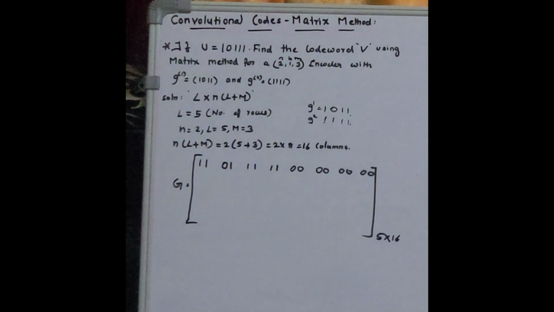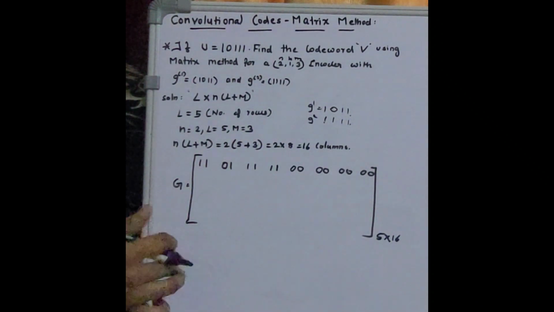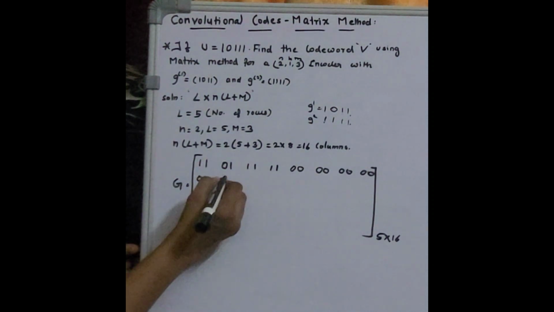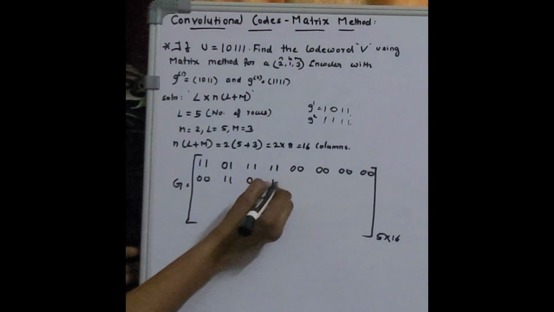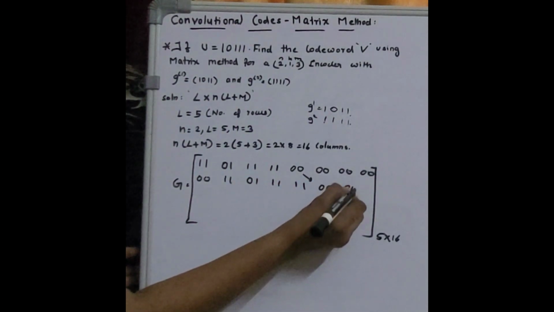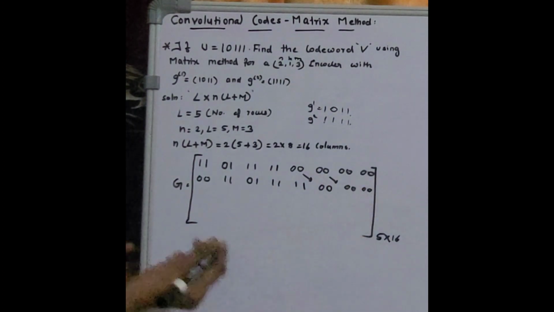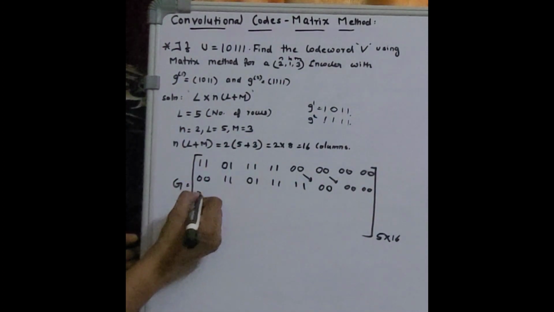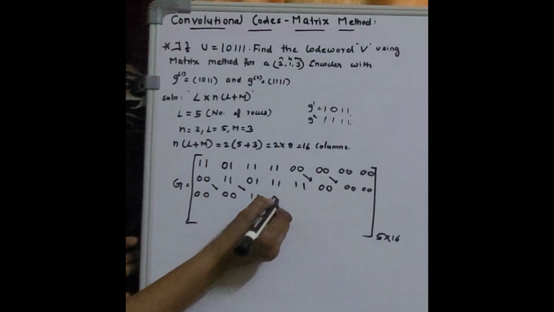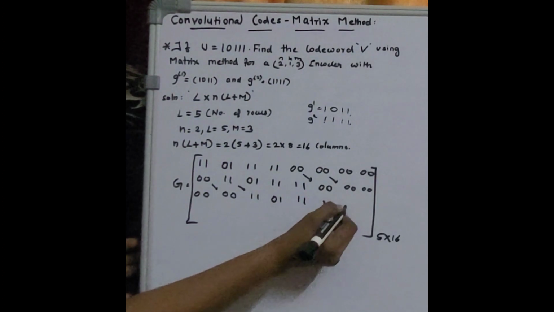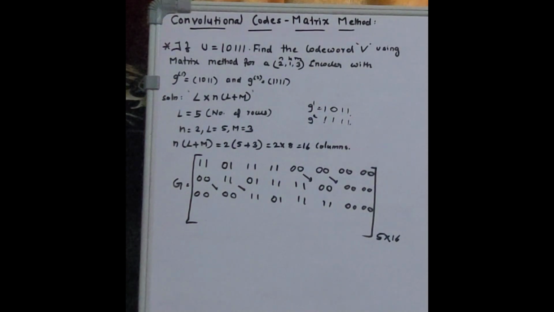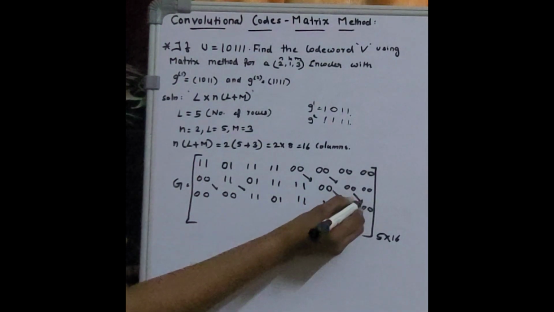Now we want to right shift all values. Then this 0 will come here. The second row becomes 0, 0, 1, 1, 0, 1, 1, 1, 1, 1, 0, 0, 0, 0. Then by right shifting again we get 0, 0, 0, 0, 1, 1, 0, 1, 1, 1, 1, 1, 0, 0, 0, 0. Okay.